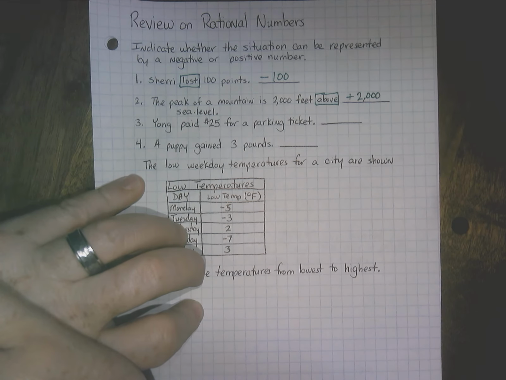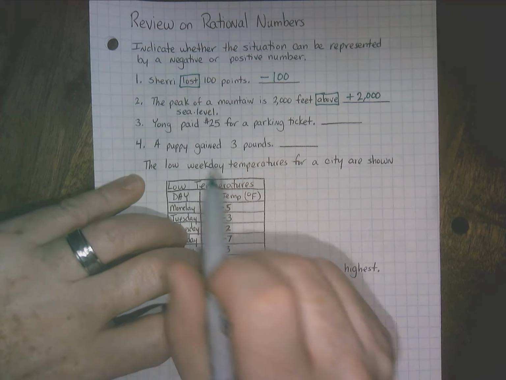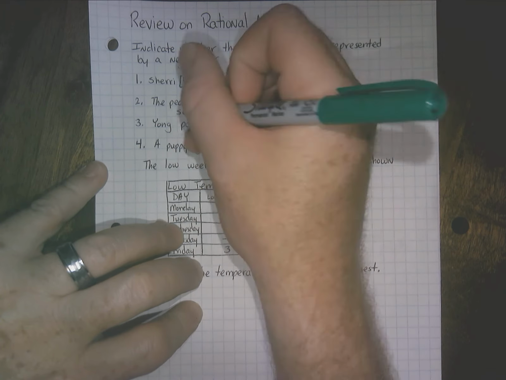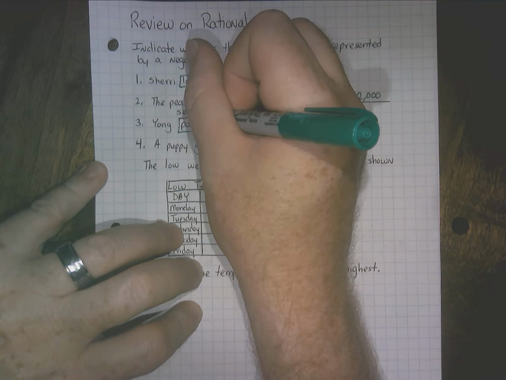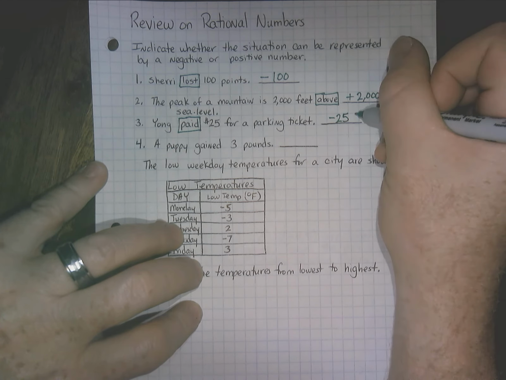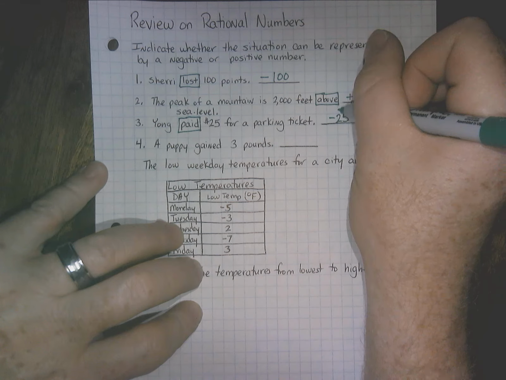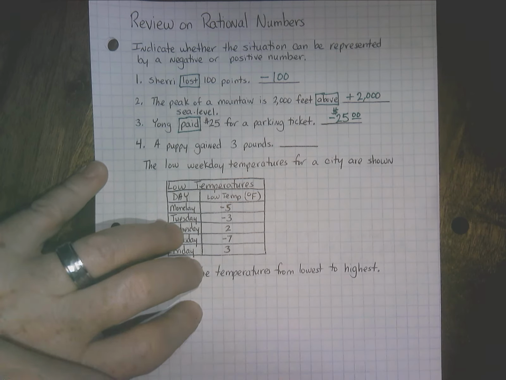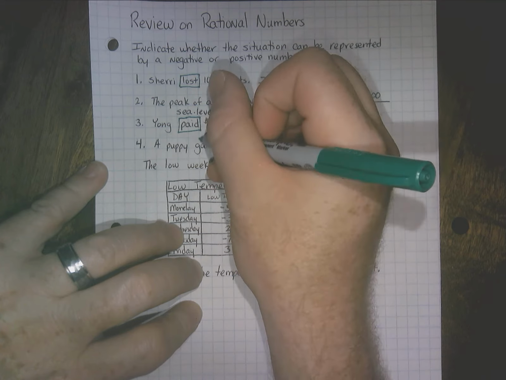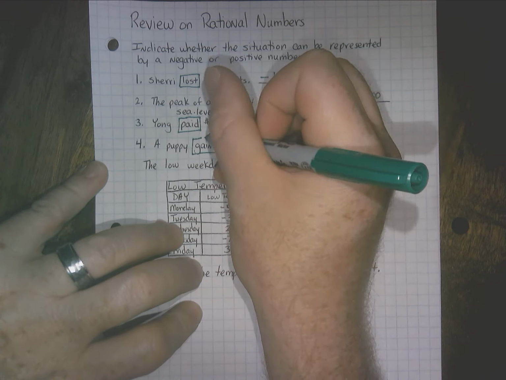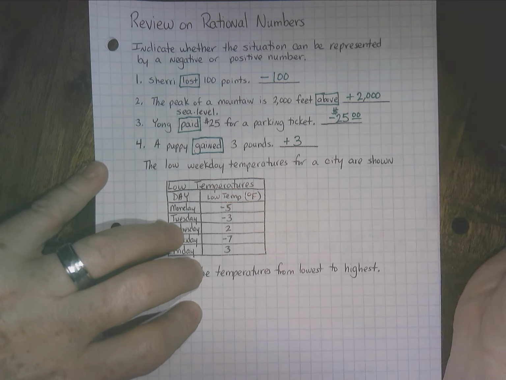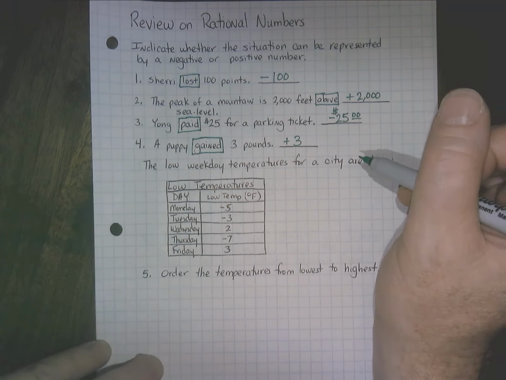Or just 2,000. Number 3, Young paid $25 for a parking ticket. So if he paid, that means he's losing that money. So it's going to be negative $25. 4, a puppy gained 3 pounds. The key word here is gained. So gained is positive. So it's positive 3, or you could just say 3.